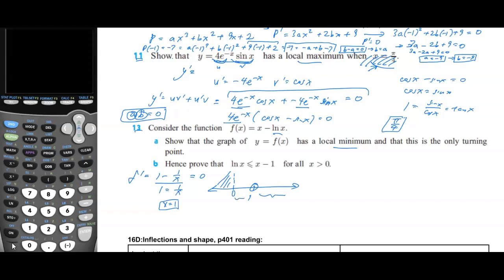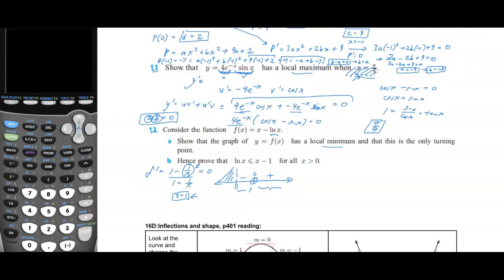If we test any big number to the right of 1, we know that this is going to be a very small number, so it'll be basically positive 1. If it is a number between 0 and 1, this number is going to become very big. It's going to become 1 minus a number bigger than 1, and then we'll get a negative. Okay, so now we've shown that this stationary point is a local minimum. And we know it's the only turning point because there's only one value which makes f dash equal to 0. Hence prove that natural log of x is less than or equal to x minus 1 for all positive values of x.